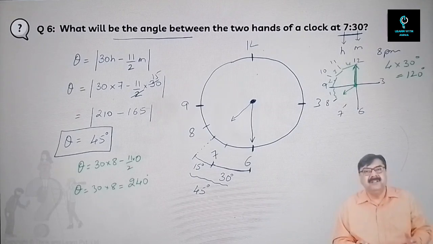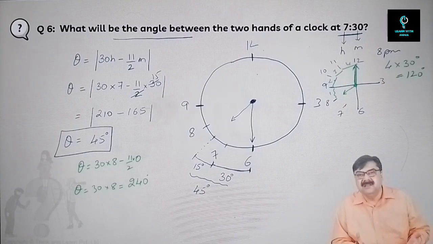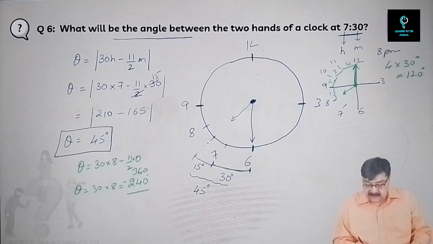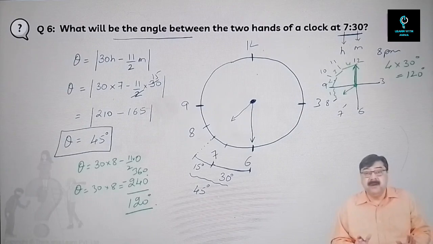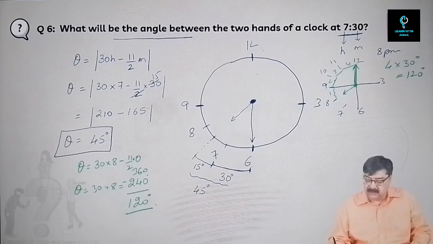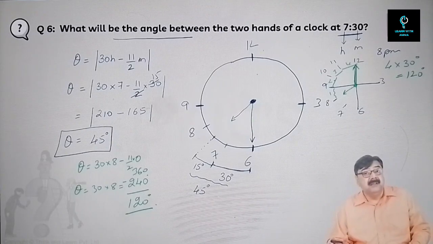Now obviously we can't have 240 degrees as the angle between the two hands. So we should look at 360 degrees minus 240 degrees. That will give us 120 degrees. So either of the two methods can be adopted. But when the timing which is given to you is not a multiple of 10, let us say 7:30 or 8 o'clock, the minutes value is a multiple of 10.